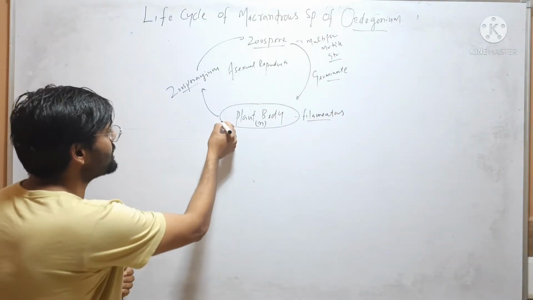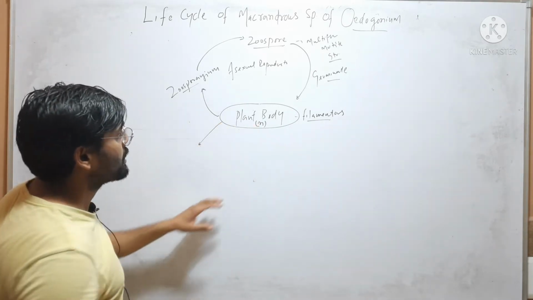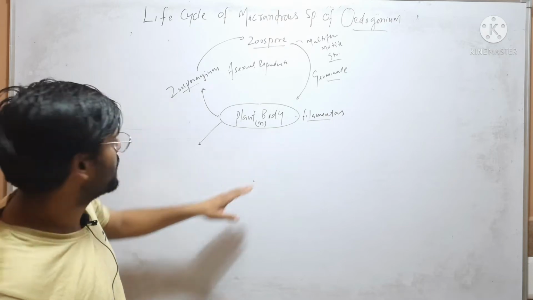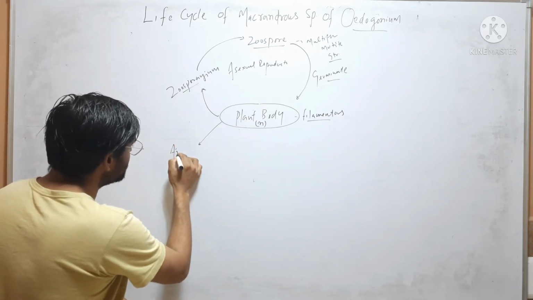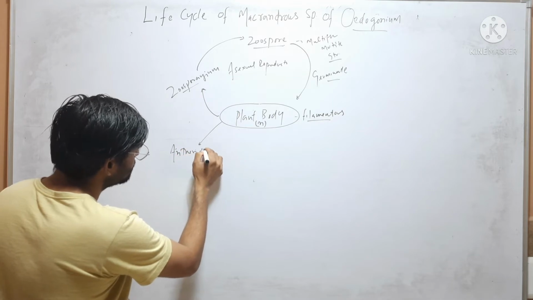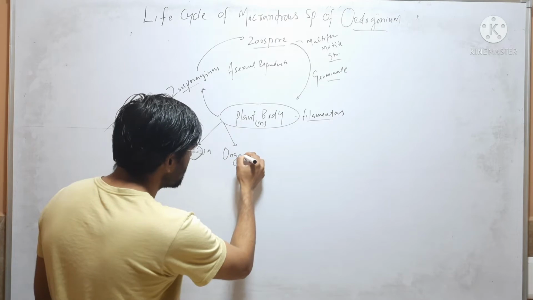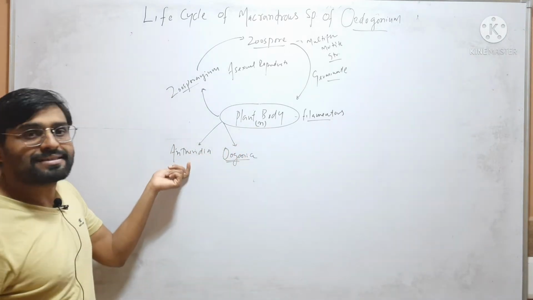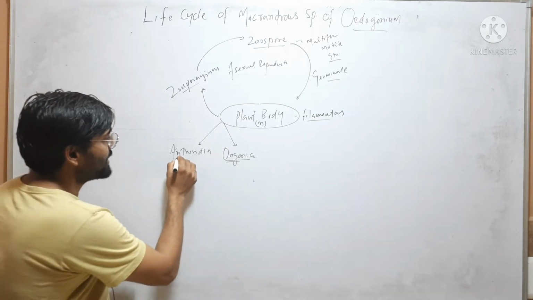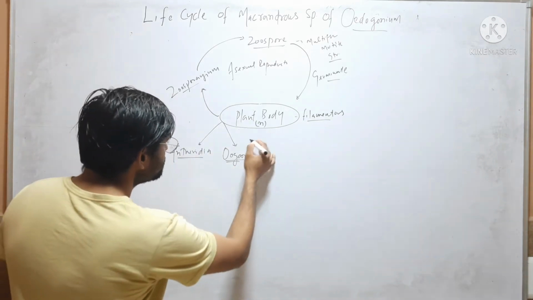Now coming to sexual reproduction. This filamentous plant body will produce antheridia and oogonia. So from this filament, any cell will form antheridia or it may form oogonia.